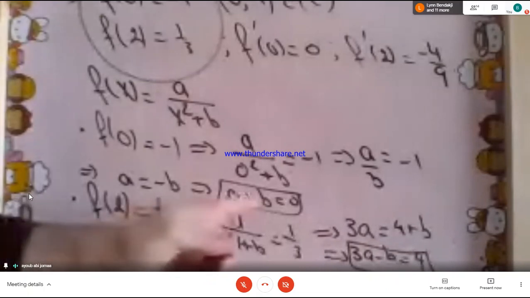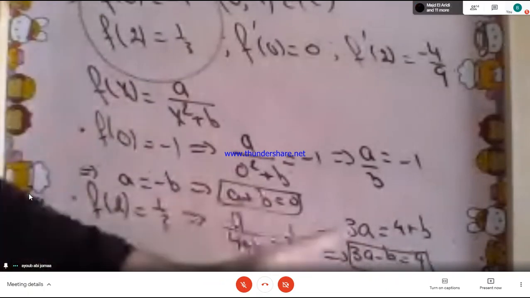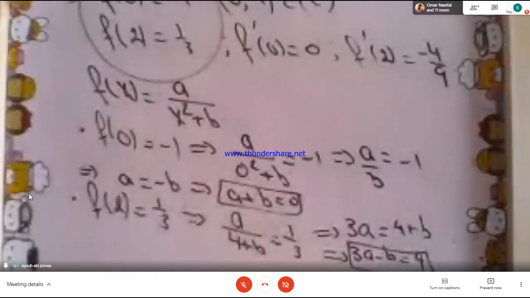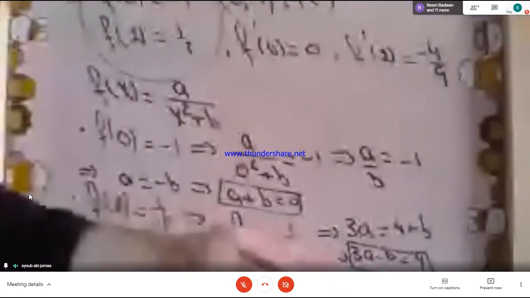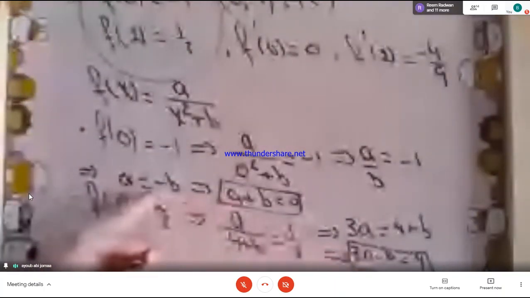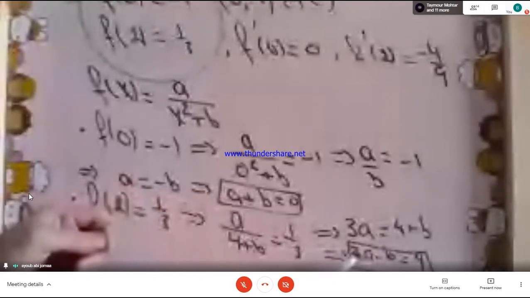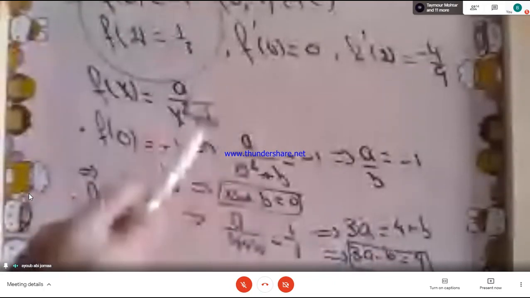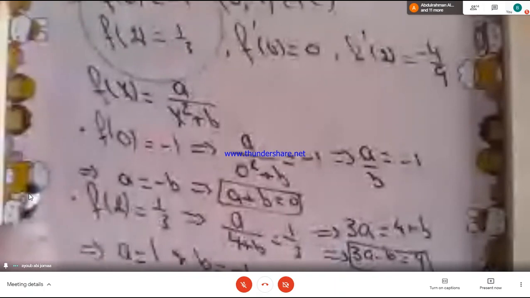Now here you will get a system of two equations and two unknowns. Solve it. Use the calculator, or simply you can replace a by -b in this equation. You get b equal to -1 and a is equal to 1. Okay. So a is equal to 1 and b is equal to -1.